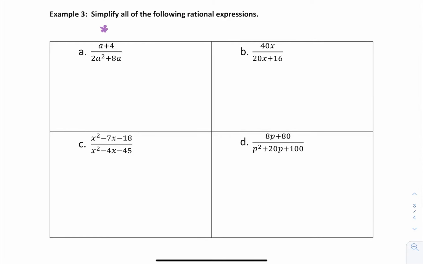So now we're going to try a few examples, and one thing that we're going to do that it might ask you to do is state excluded values. So we'll find out what that means in a second.